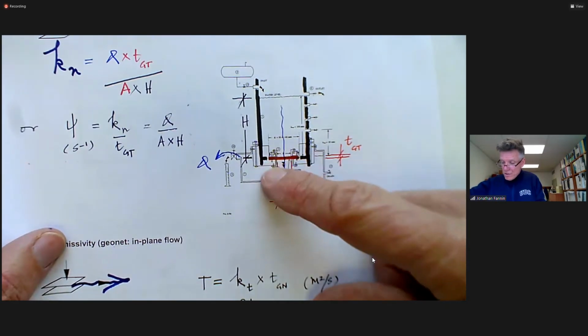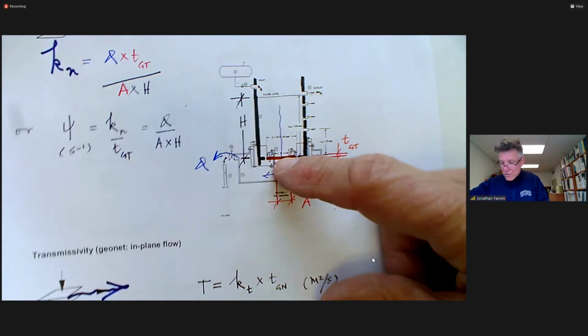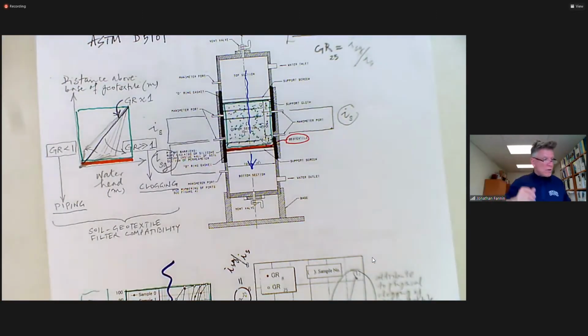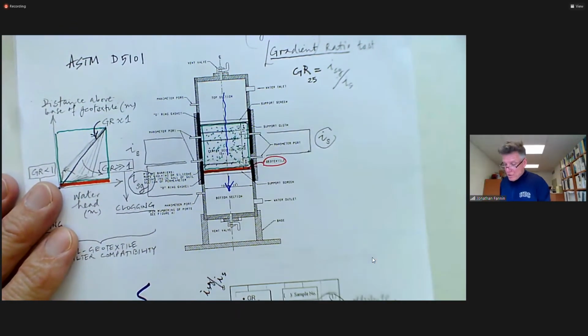You get only the geotextile, nothing to do with the soil. It's really a screening tool, not of much use to us. If you're on a project and you actually need to examine soil geotextile filter compatibility, which was the case on that hydro project, then you do want to be testing the soil in combination with the geotextile.